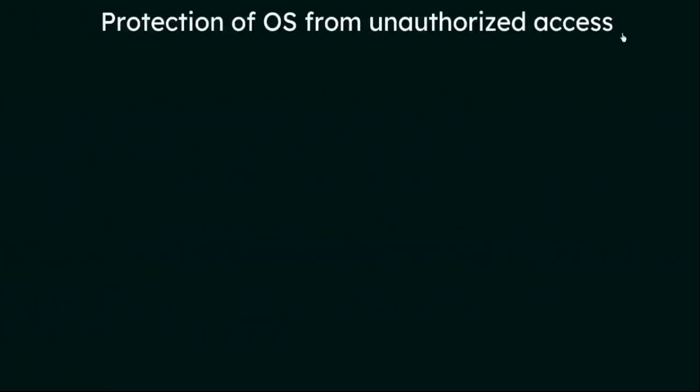Now we'll come to the next topic, which is protection of the OS from unauthorized access. The first problem that we saw was the time taken by the CPU for accessing main memory, and we saw the remedy for this by using a cache. Now there is another problem, which is protection of the OS from unauthorized access. We know that the operating system and its data are very sensitive, and we should not allow users to modify what is written in the operating system. Because if users accidentally or deliberately modify it, it could crash the operating system or the system. So we need to protect the OS from unauthorized access. Now, how can we do this?